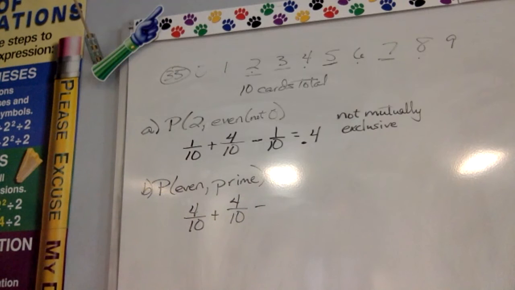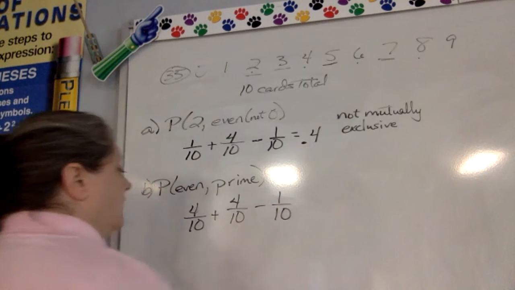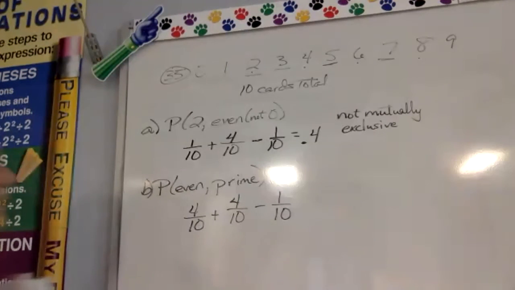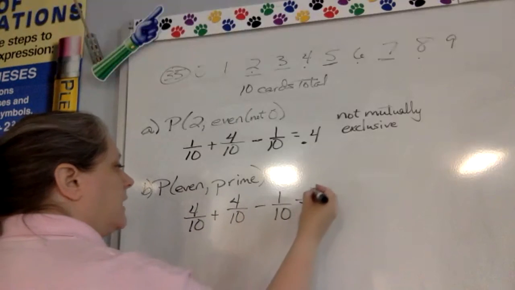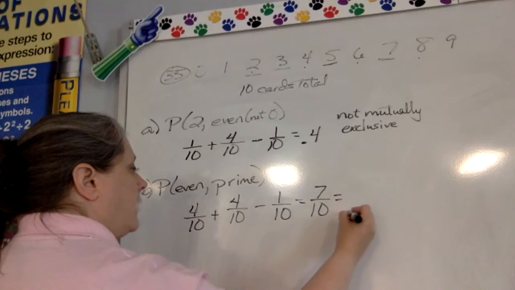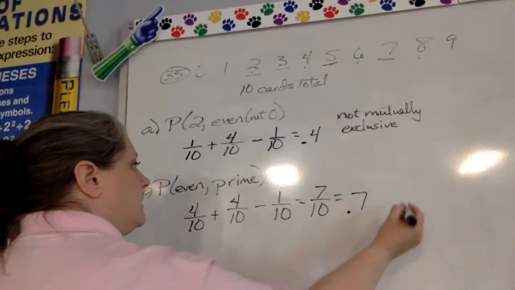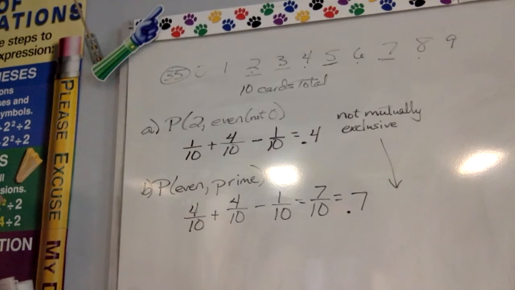Okay. Now how many even primes are there? 1. So we have to take 1 back off. Okay. So 4 plus 4 is 8 minus 1 is 7. So it's 7/10 or 0.7, and it's not mutually exclusive. I'm not going to keep writing that every time.